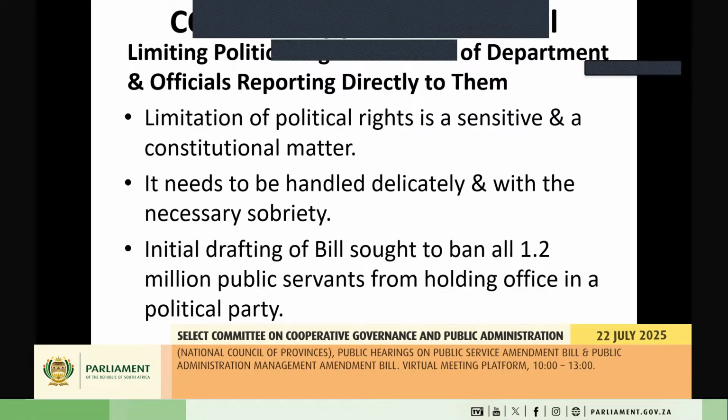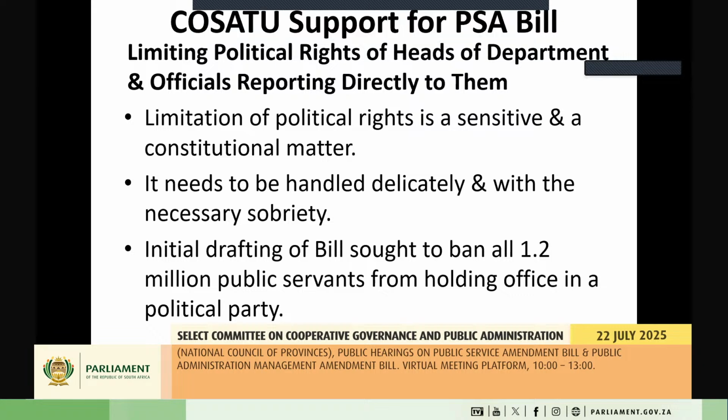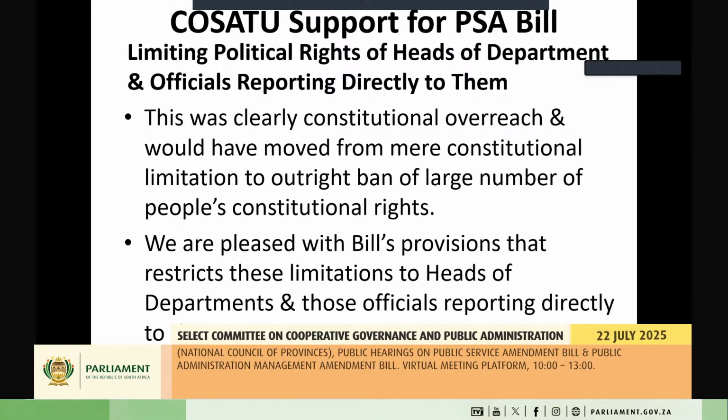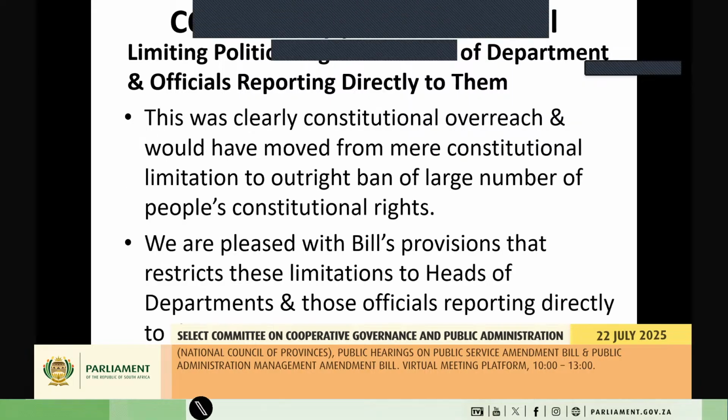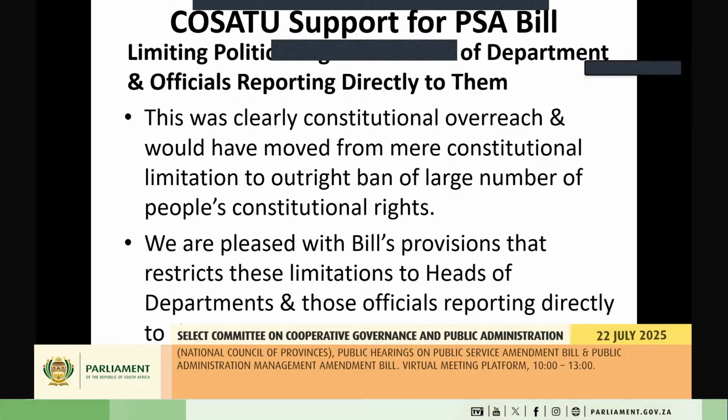The initial drafting of the bill in 2022, or the second drafting of it, sought to ban all public servants from holding office in a political party. So that wasn't just a DG or a commissioner of police or SARS, but it included a security guard or a cleaner or a driver. We felt it just went overboard. And we thought it went from a surgical limitation of constitutional rights, which is allowed under the Constitution, to an outright ban of an entire portion of society's political and constitutional rights.